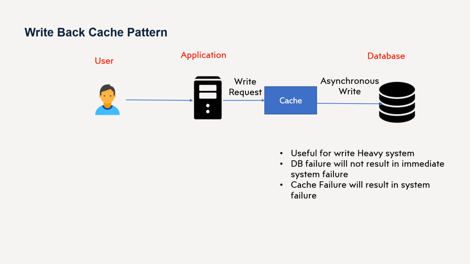But in case the cache goes down, right, because the cache is a critical component here, because the cache has all the data which was sent by the application, and if it is not written to the database, then if the cache goes down, it's a disaster for the application. So yeah, these are the various pros and cons for this pattern.